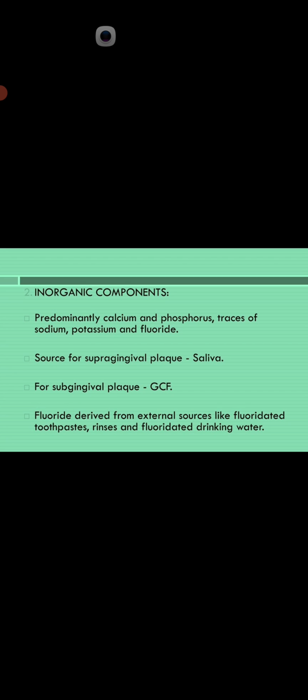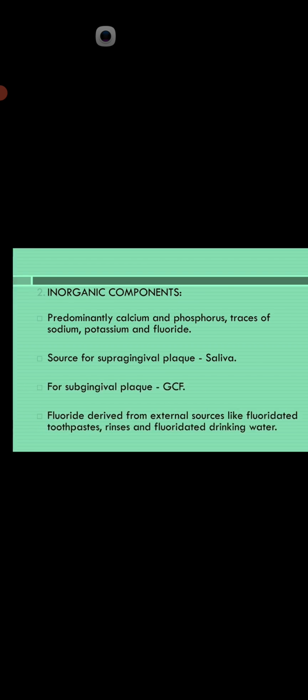Now come to the inorganic component. In the inorganic component, calcium and phosphorus are predominant, and there are traces, meaning small amounts, of sodium, potassium and fluoride. For supragingival plaque, the source of the inorganic component is saliva. For subgingival plaque, the source of the inorganic component is gingival crevicular fluid. Next, fluoride is derived from external sources like fluoridated toothpaste, rinses, and fluoridated drinking water.